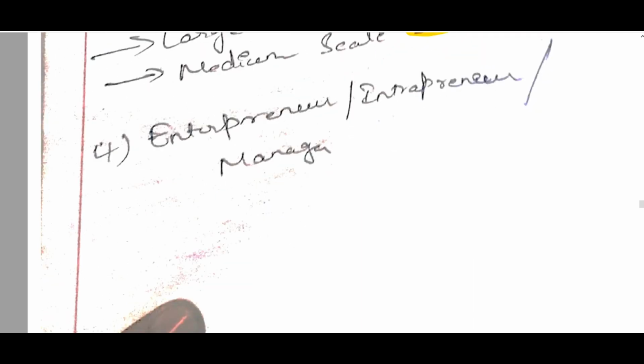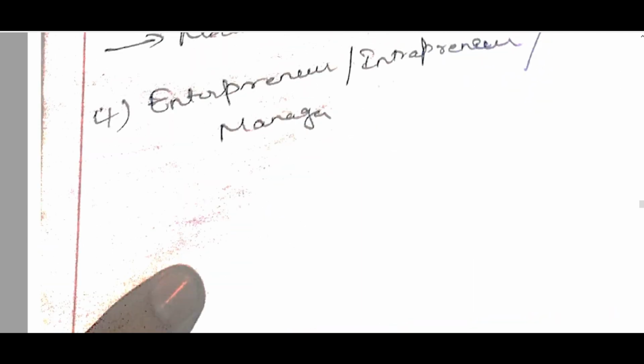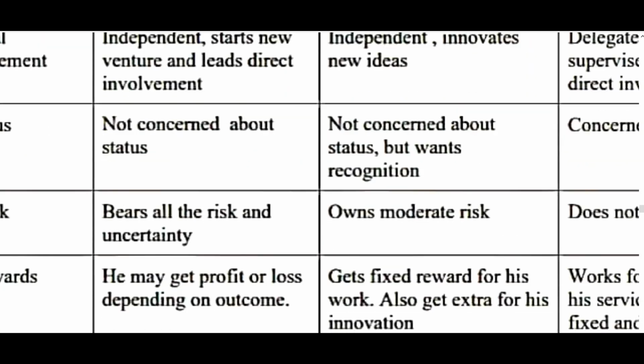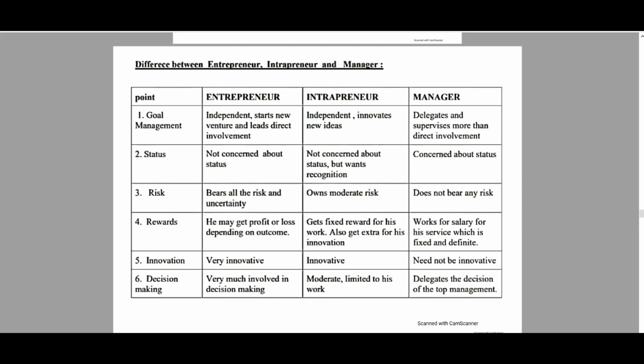So the next question is, write about intrapreneur and manager. So this is a differentiation. If they ask about what is entrepreneur, you can write these 6 points, which will be enough. If they ask about manager, you can write these points. If you study this, you can write about three types.